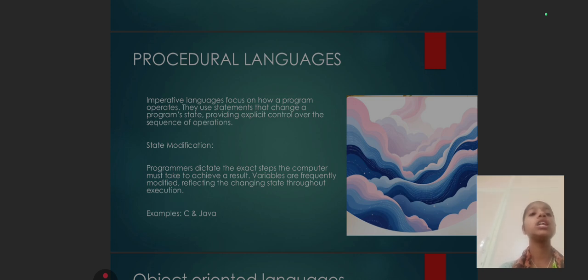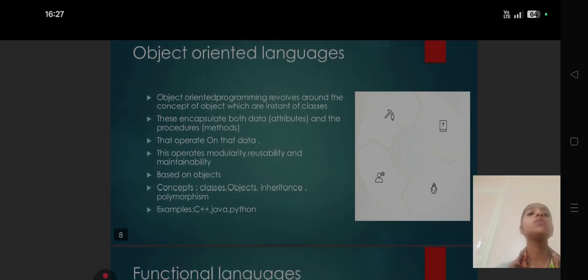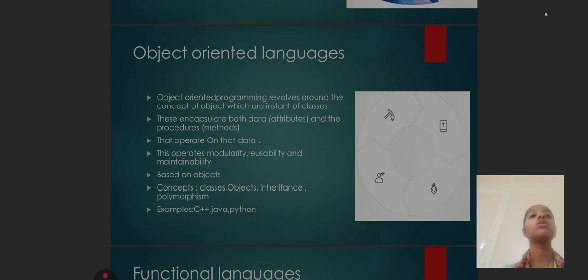Examples: C and Java are examples of procedural languages. Next, object oriented languages. Object oriented programming revolves around the concept of objects, which are instances of classes. These encompass both data and the procedures: data, also known as attributes, and procedures, also known as methods, that operate on the data. This promotes modularity, reusability, and maintainability, based on concepts like classes, objects, inheritance, and polymorphism. Examples: C++, Java, Python.